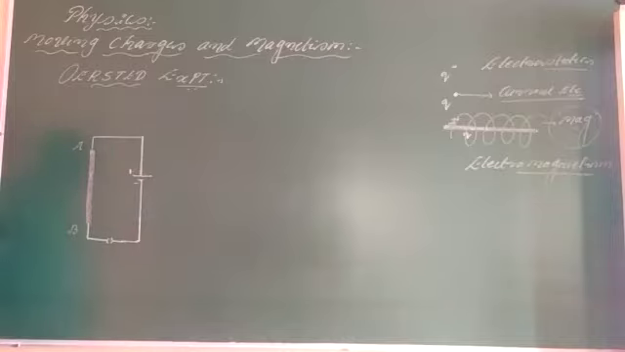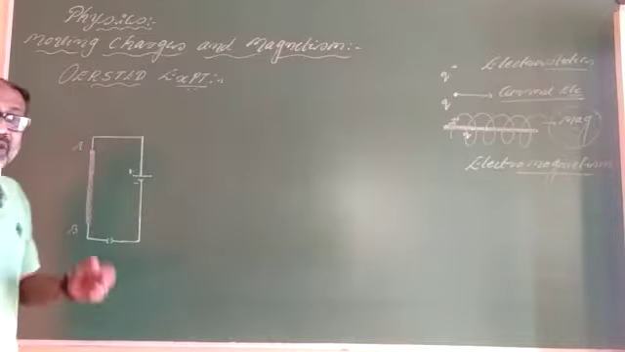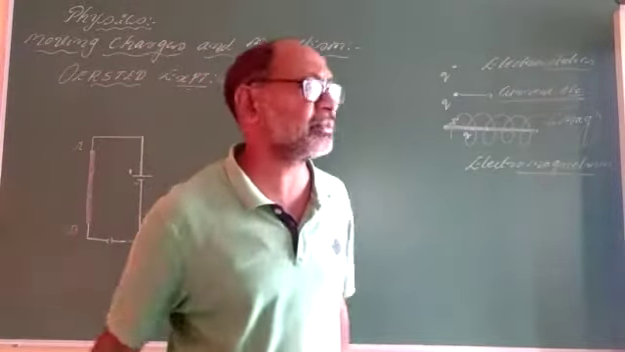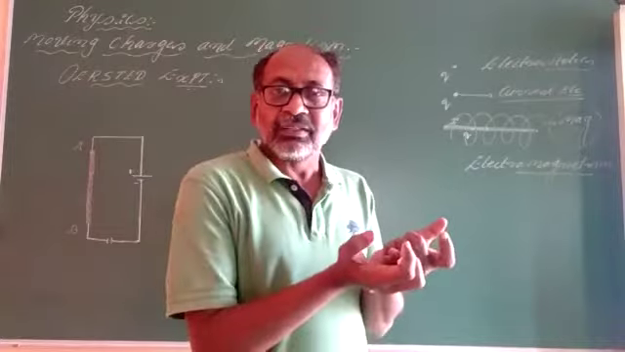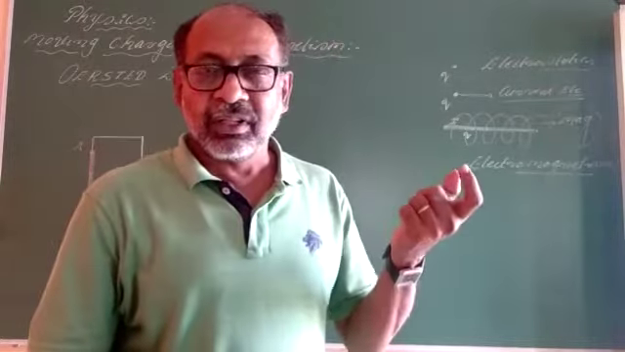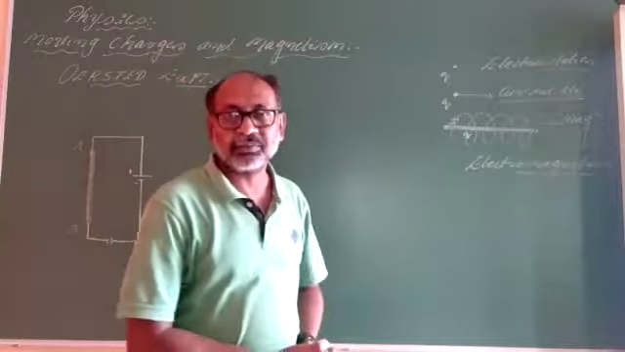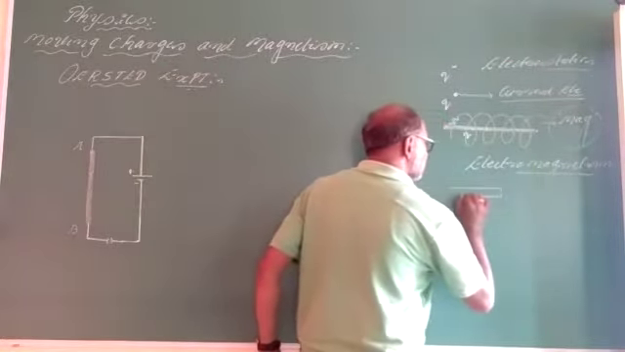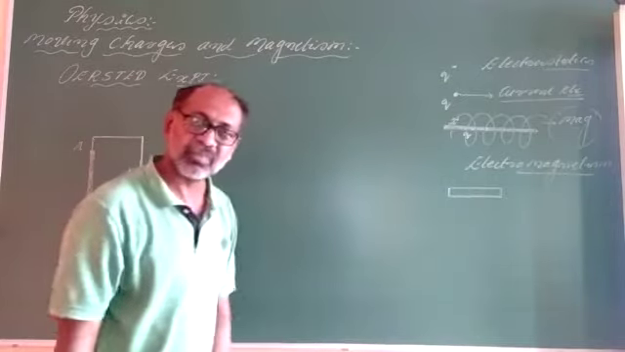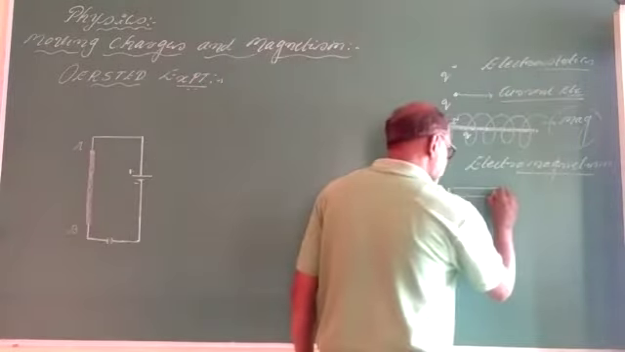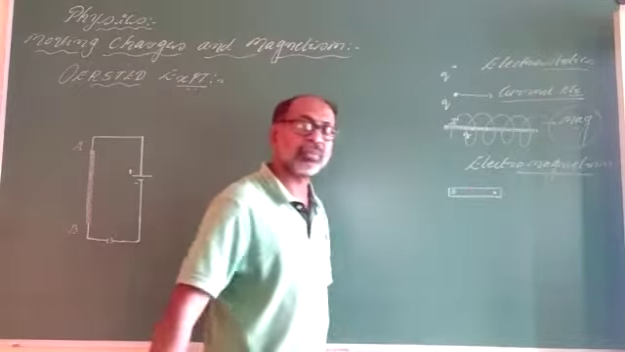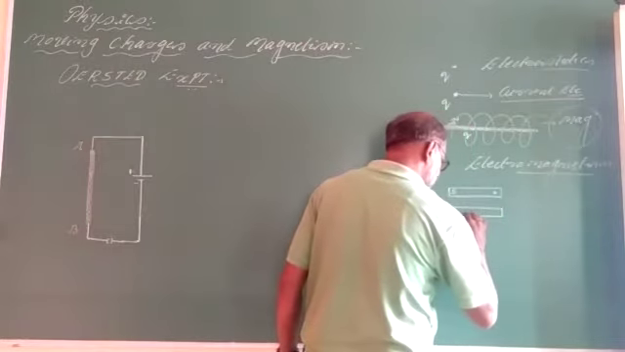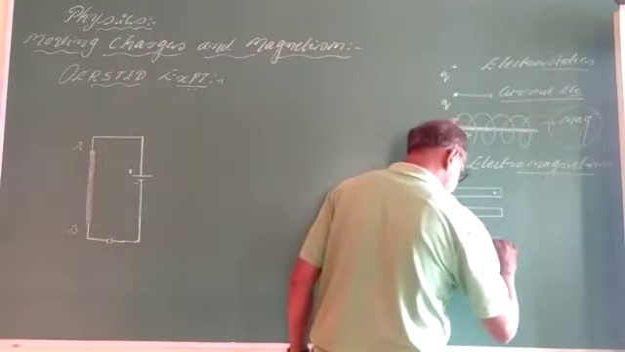AB is considered the conductor. Beside this conductor, just keep a magnetic needle. What is the meaning of magnet? A magnet is a substance which attracts magnetic substances such as iron, nickel, cobalt, etc. There are different types of magnets. The bar magnet has the north pole on this side and the south pole on this side. And there is a horseshoe magnet, which is like this.